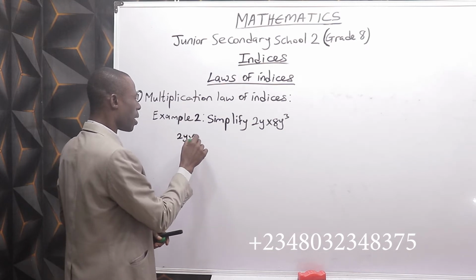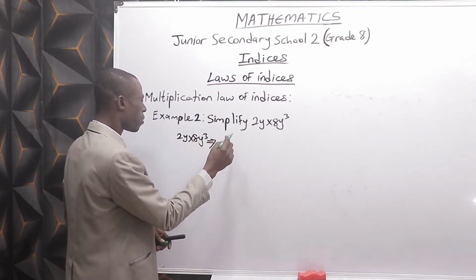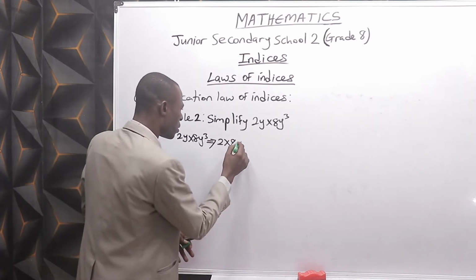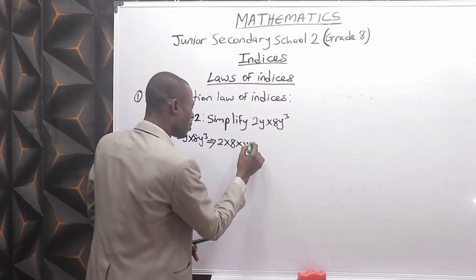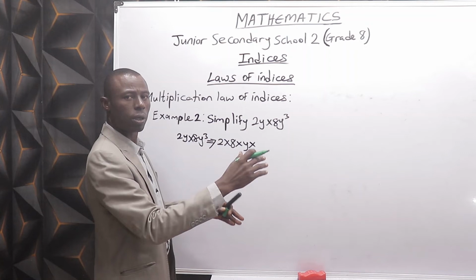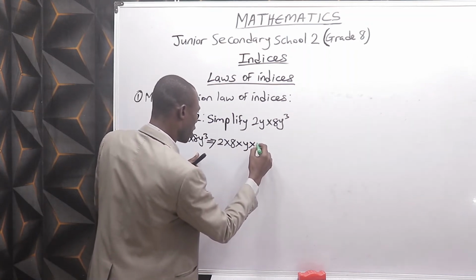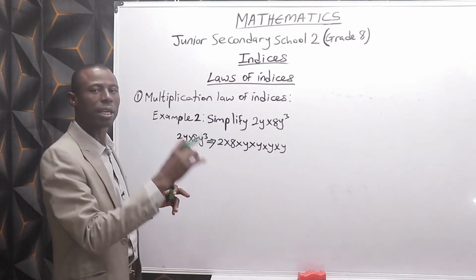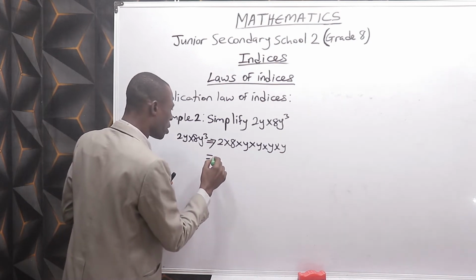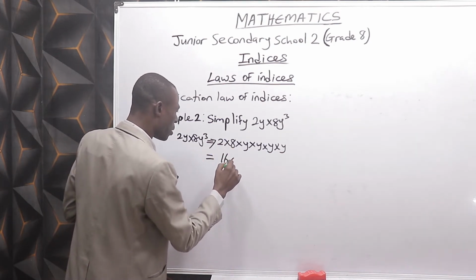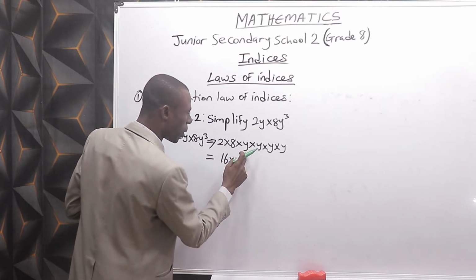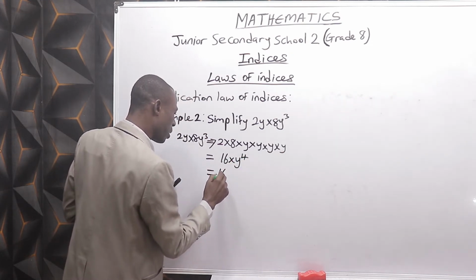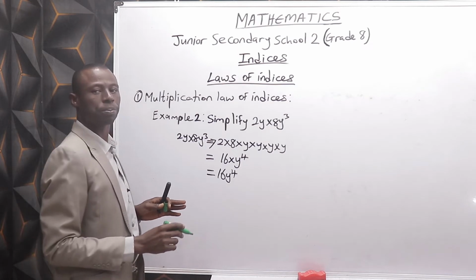2y times 8y raised to power 3 means 2 times 8. I separate the figure first. Times y times the y raised to power 3, I break it into its segments. Y times y times y, that is y in 3 places. So this will be 2 times 8, 16, times y in how many places is this? 1, 2, 3, 4. Y raised to power 4 times 16. Answer is 16 y raised to power 4.